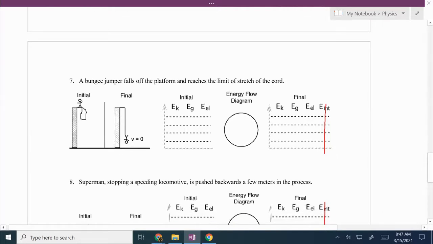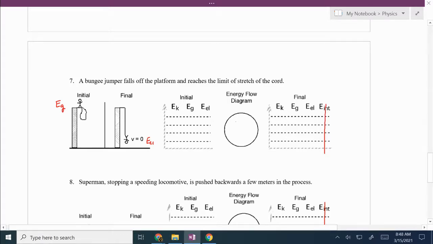All right. So we've got this bungee jumper who falls off a platform and reaches the limit of the stretched cord. If we think about this, the person is up high, so it's going to start out with gravitational energy, and then when they're all stretched out here, they're going to have elastic energy, because you have a bunch of energy stored in that bungee cord.